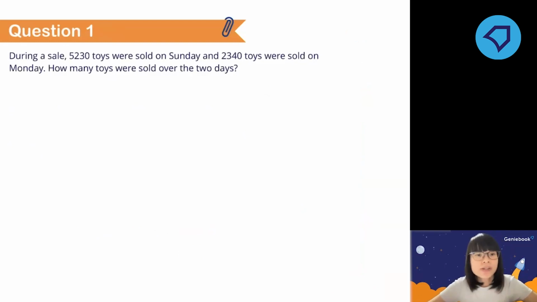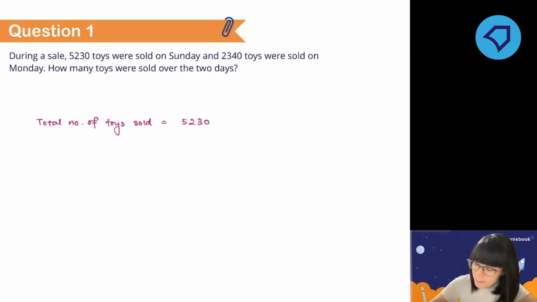During a sale, 5,230 toys were sold on Sunday, 2,340 toys were sold on Monday. How many toys were sold over the 2 days? So what do you guys need to do? Addition or subtraction? Addition, because we want to find the total number of toys sold, right? That means we need to take Saturday plus Sunday. So we're going to take 5,230 plus 2,340. So can you guys give me the answer?